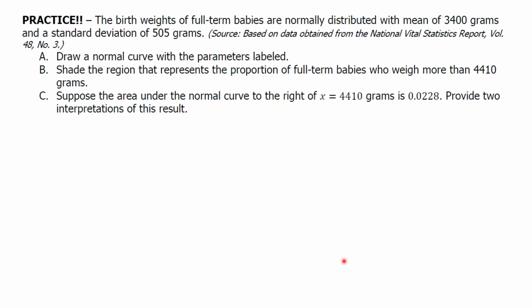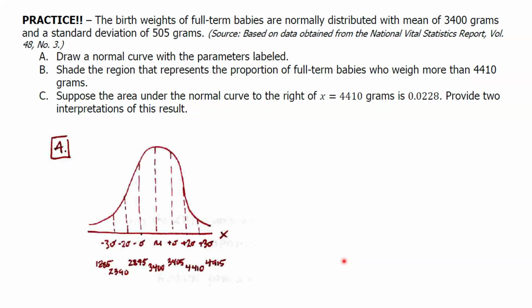All right, so I hope you attempted the problem. Here we're told that the birth weights of full-term babies are normally distributed with a mean of 3,400 grams and a standard deviation of 505 grams. A asks you to draw a normal curve with the parameters labeled. So you should have drawn your bell-shaped curve, identified your standard deviations to the left and to the right of the mean using the standard deviation unit 505 grams.